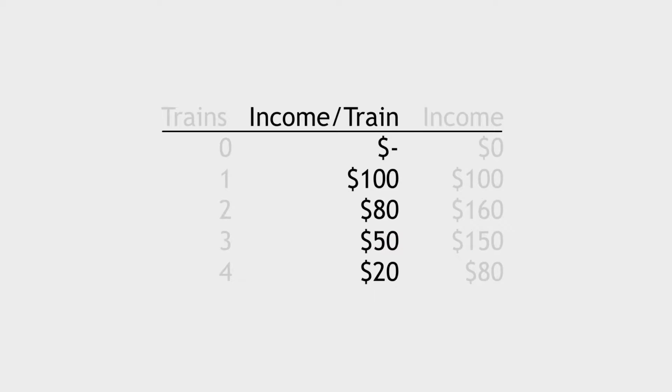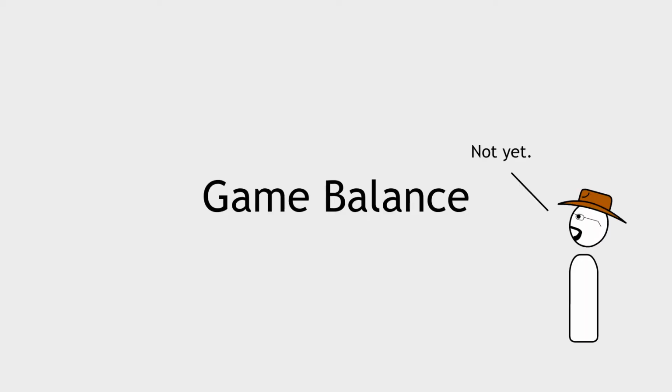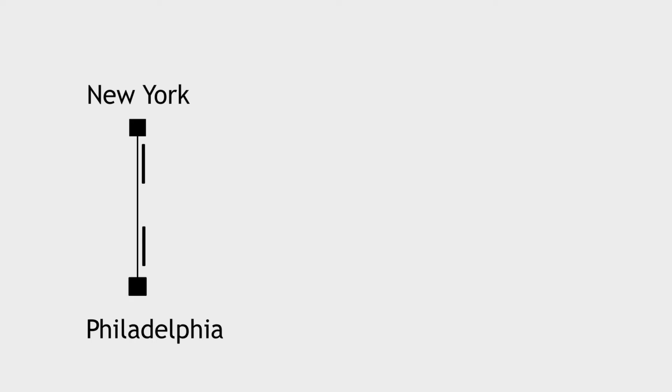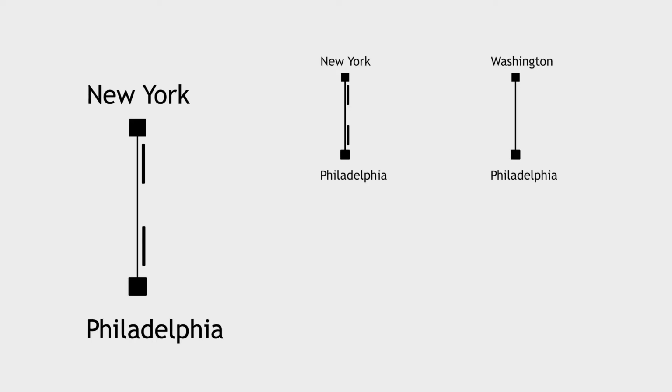Deciding how heavily to penalize traffic is a matter of game balance, a much more complex topic than I'll cover in this video. This new negative feedback loop is how we use the design of the route system to force players to interact with other gameplay systems. Now the player has to make a decision. Do I sink more money into laying track for a new route, or do I continue buying trains for my current routes?